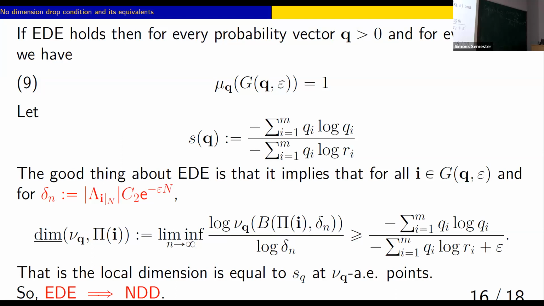And how do we proceed here? This is a very useful trick when you deal with systems with overlapping construction. Because if you want to understand whether or not you have dimension drop, then what you need to understand really is somehow the local dimension. And if you want to understand the local dimension, which means that you would like to compute the logarithm of the measure of a ball centered at a certain point divided by the logarithm of the radius of this ball, then you could have two possible approaches. This is what I would like to tell you.